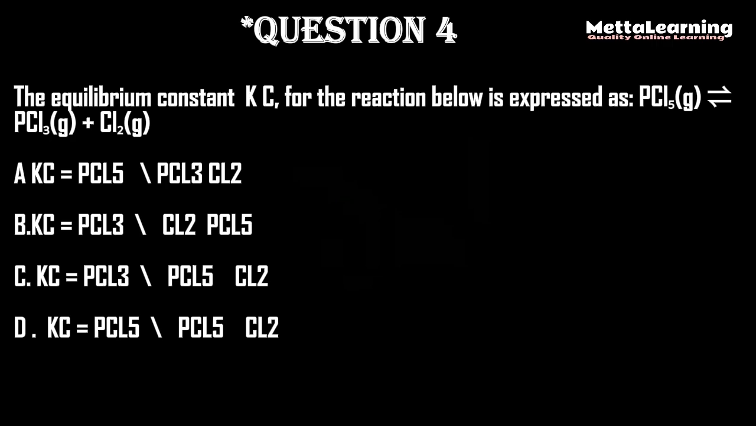Option B says Kc equals PCl3 Cl2 over PCl5. And option C says Kc equals PCl3 over PCl5 Cl2. And option D says Kc equals PCl5 over PCl3 Cl2. The correct answer here is option B.